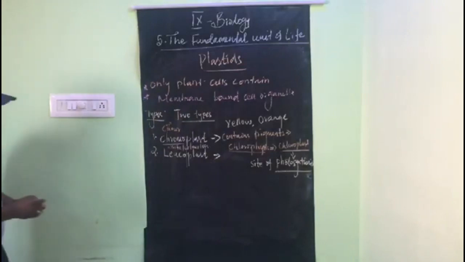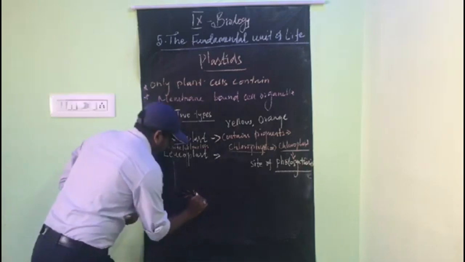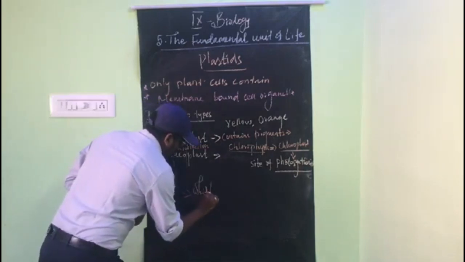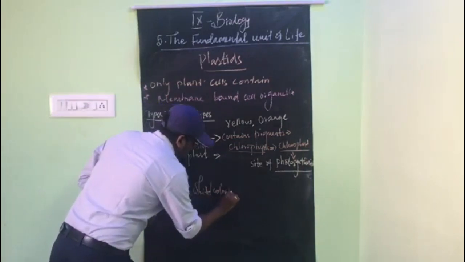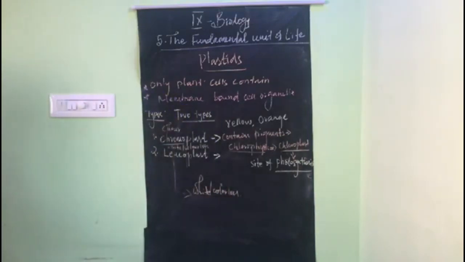And leucoplast. So what is leucoplast? Leucoplast has white or colorless pigments. So it does not have a colorful pigment. So actually, what is happening? It stores some food material. Example, starch.